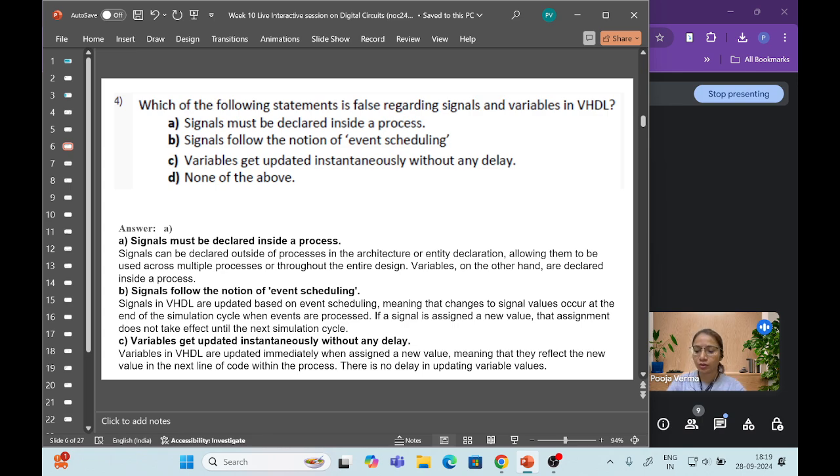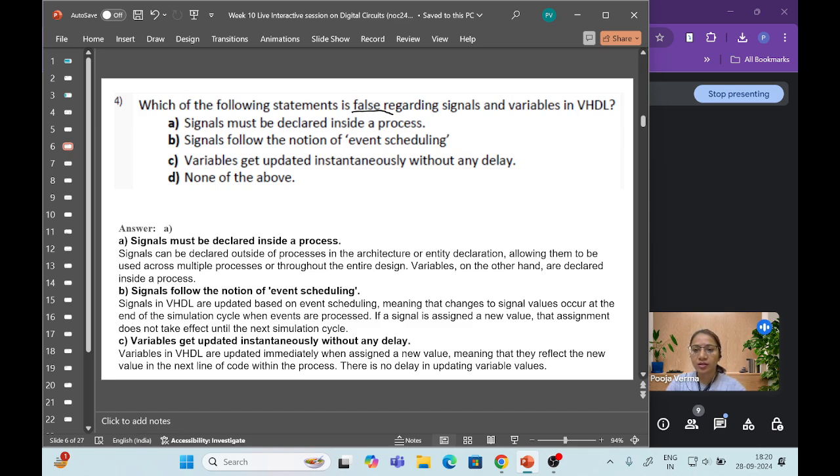The next question is also a theoretical question. Which of the following statements is false regarding signals and variables in VHDL? Option A is signals must be declared inside a process. Option B is signals follow the notion of event scheduling. Option C, variables get updated instantly without any delay. And option D is none of the above. They have asked which of the following statements is false regarding signals and variables.